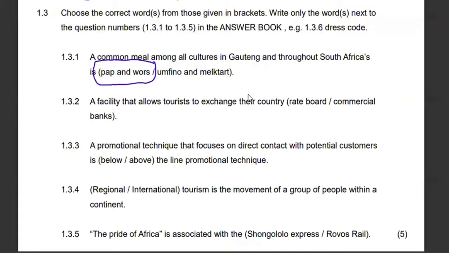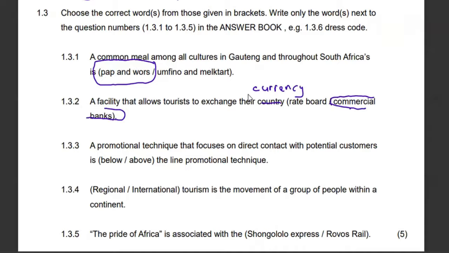Then a facility that allows tourists to exchange their country, to change their country. Okay, I think there is a typing error. It should read currency here. So a facility that allows tourists to exchange their currency. This takes place at commercial banks. That is done at a commercial bank.